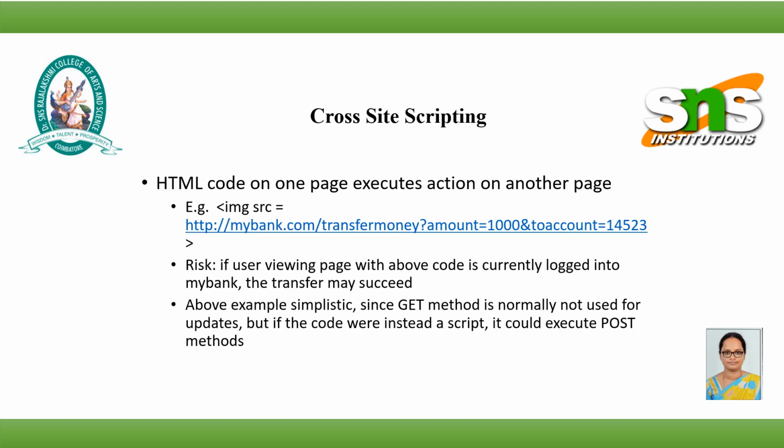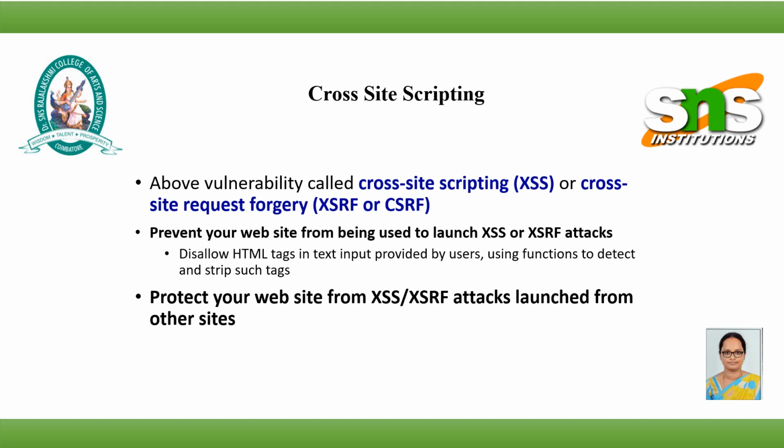Cross-site scripting. HTML code on one page executes an action on another page. The risk is if you have added an image source. If a user viewing a page with the above code is currently logged into my bank, the transfer may succeed. The above example, for simplicity, uses a GET method, which is normally not used for updates, but if the code were instead a script, it could execute POST methods. The above vulnerability is called cross-site scripting or cross-site request forgery.